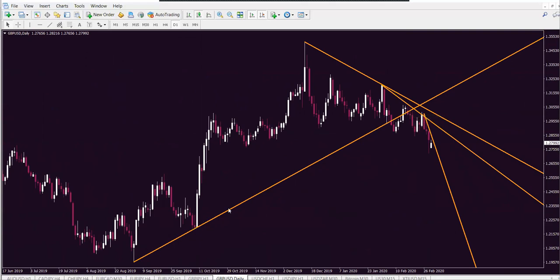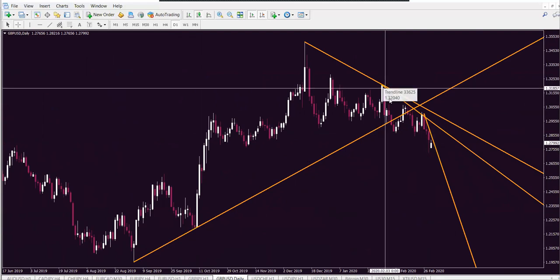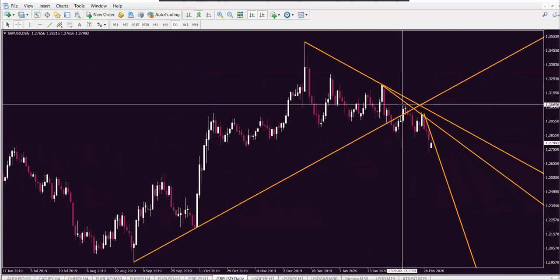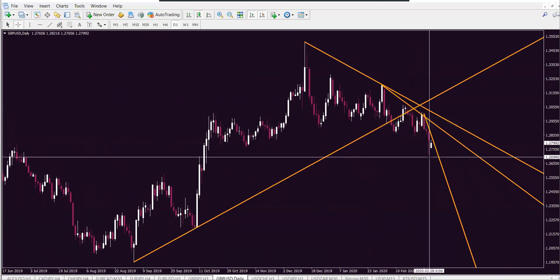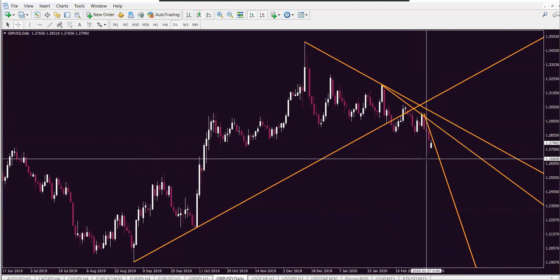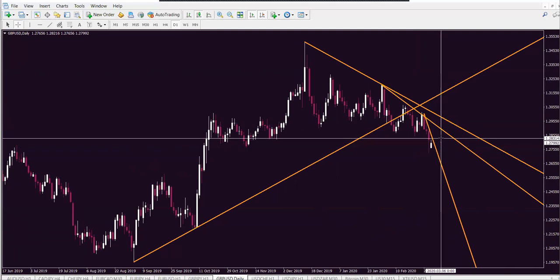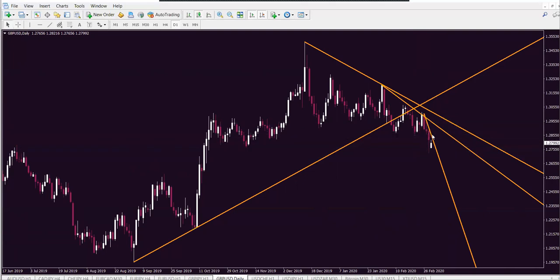So this is it. We got the break right here. So now we are bearish. Price makes a lower high, lower low, lower high, lower low. So I'm still bearish. I'm not trading against the trend. I am still looking for a bearish entry.